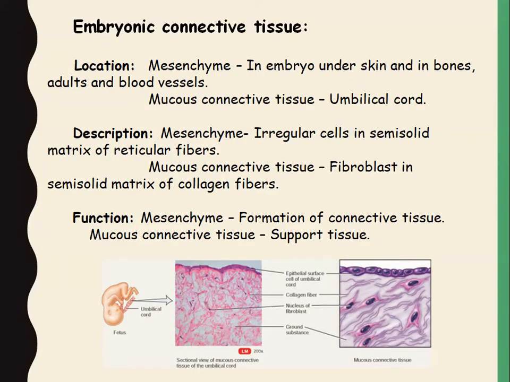First one is the embryonic connective tissue. Location: mesenchyme in embryo under the skin and in bones, adults and the blood vessel. Mucous connective tissue, umbilical cord. In the description, mesenchyme is irregular cells in semi-solid matrix of reticular fiber, and mucous connective tissue is fibroblasts in semi-solid matrix of collagen fiber. Function is mesenchyme for the formation of connective tissue, and mucous connective tissue gives support.